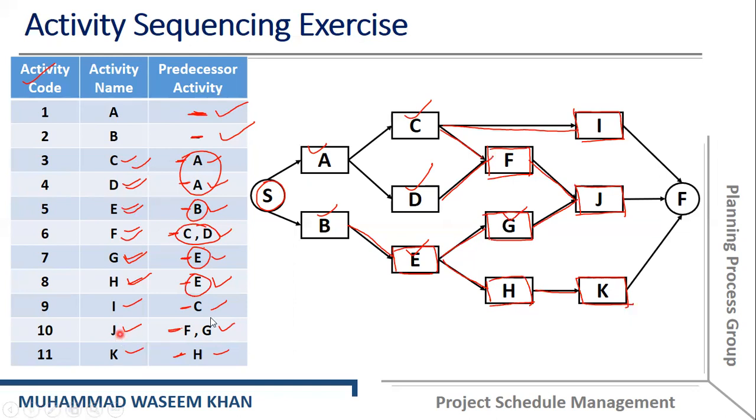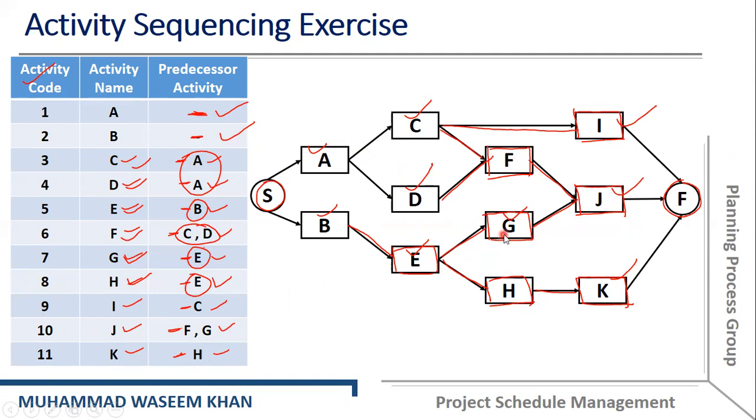Activity J has a predecessor F and G. That means activity J depends on F and G. And if you look into the K activity, it depends on H, so activity K depends on H. And so here we can say that after the completion of activity A, we can start activity C and D. After the completion of activity B, we can start E. After the completion of C and D, we can start activity F.